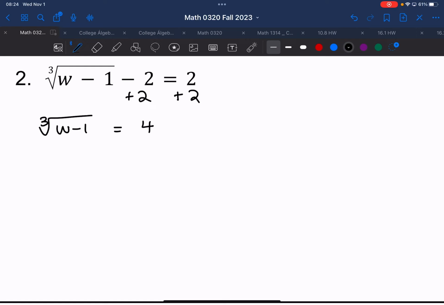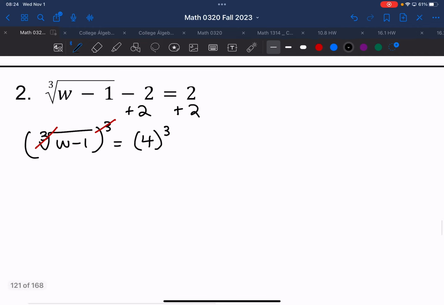Now we need to raise both sides to the index. So what's the index in this case? Power of 3. So we are going to cube both sides. When we do that, the cube root, which is then being cubed, cancel each other out because they're the same. The exponent matches the index. So I'm left with w minus 1 is equal to 4 cubed, and 4 cubed is 64.